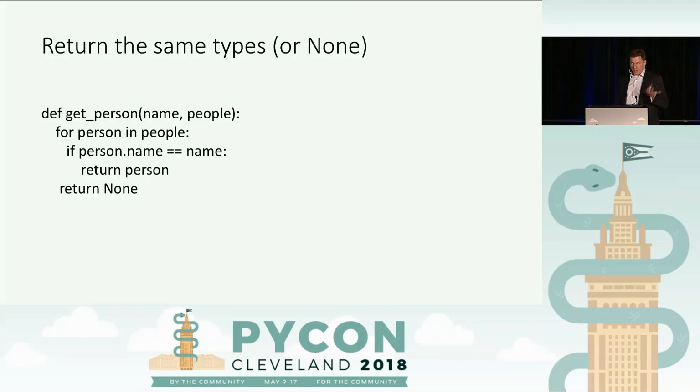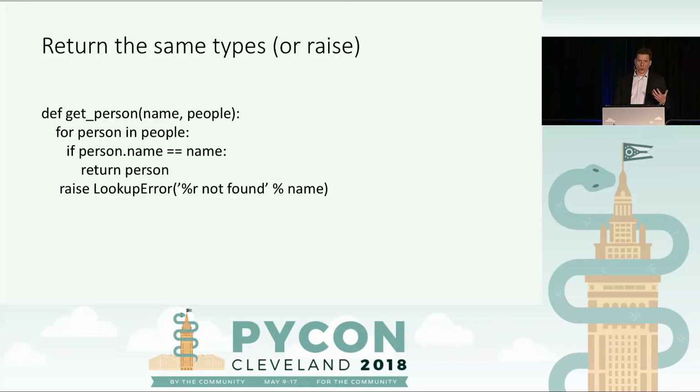Return the same types from none. There's a couple ways you can handle failure. Returning none is popular: either I found the thing you were looking for, or here's nothing. But this also tells the reader that you clearly thought about the missing case. Or you can raise an error. A lot of functions will either return exactly the thing you were looking for or raise an exception.